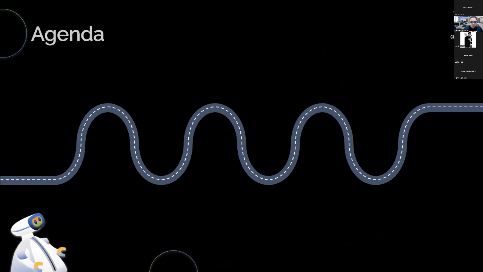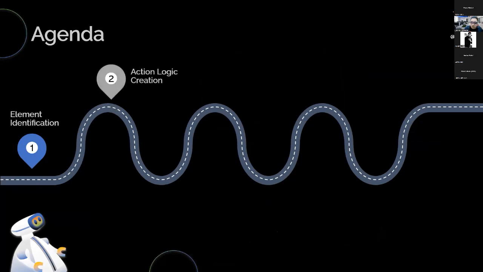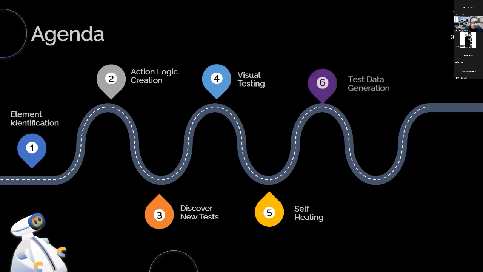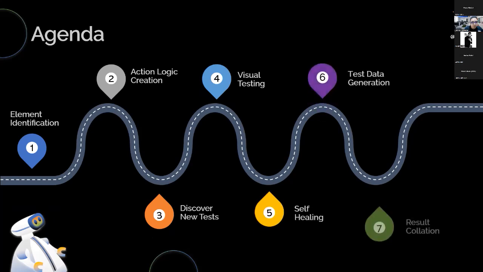While there is a lot of AI out there, I wanted to concentrate specifically on AI and demystifying its implications for testing. So in today's talk, I'll be covering element identification, action logic creation, discovering new tests, visual testing, self-healing, test data generation, and result collation, all using the power of AI.